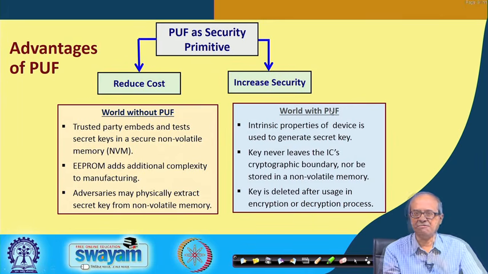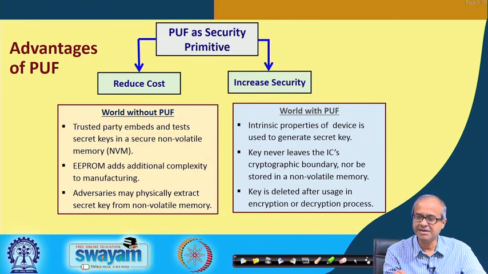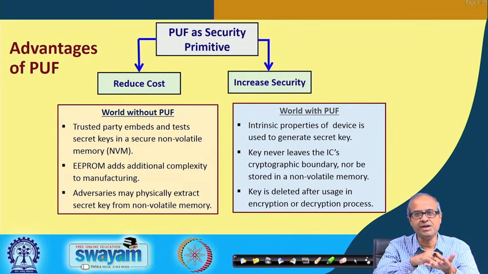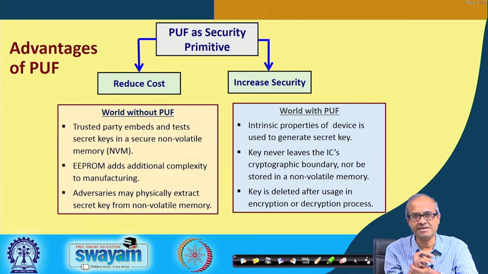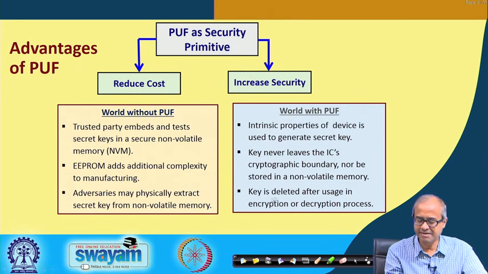But if you have a PUF, then some properties of the device can be used to generate the secret key, and the key will never be stored anywhere, the key will never come out of the IC chip. Depending on the intrinsic property of some delays inside the chip, the key value will be automatically generated. And the key is automatically deleted after its use, it is not stored anywhere. This is the advantage.